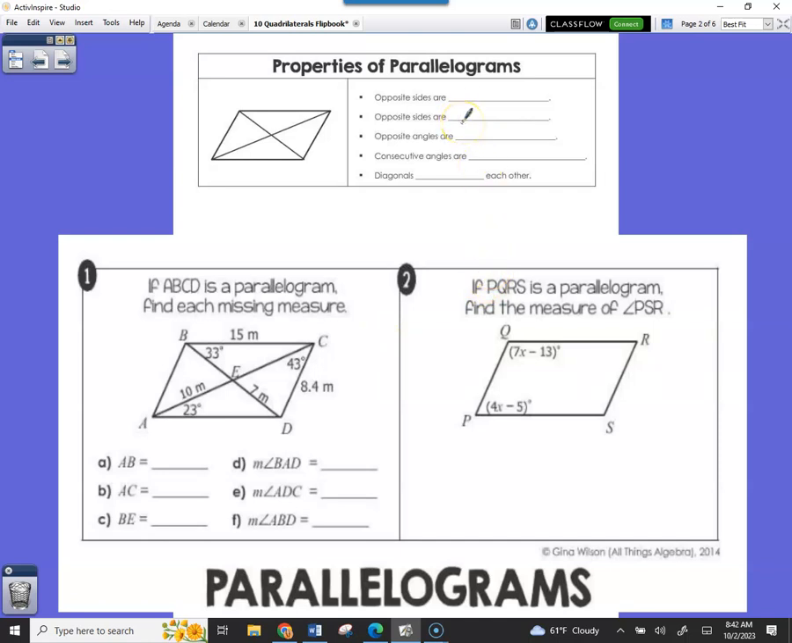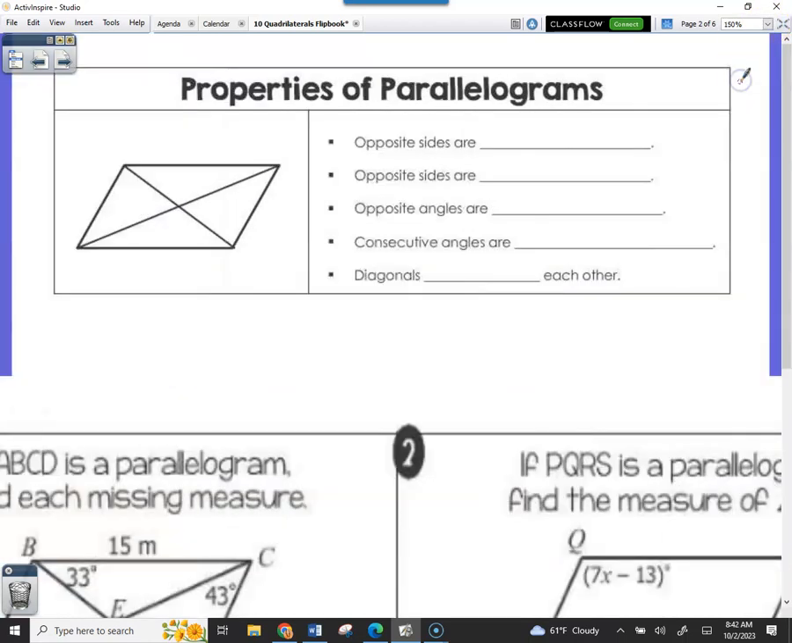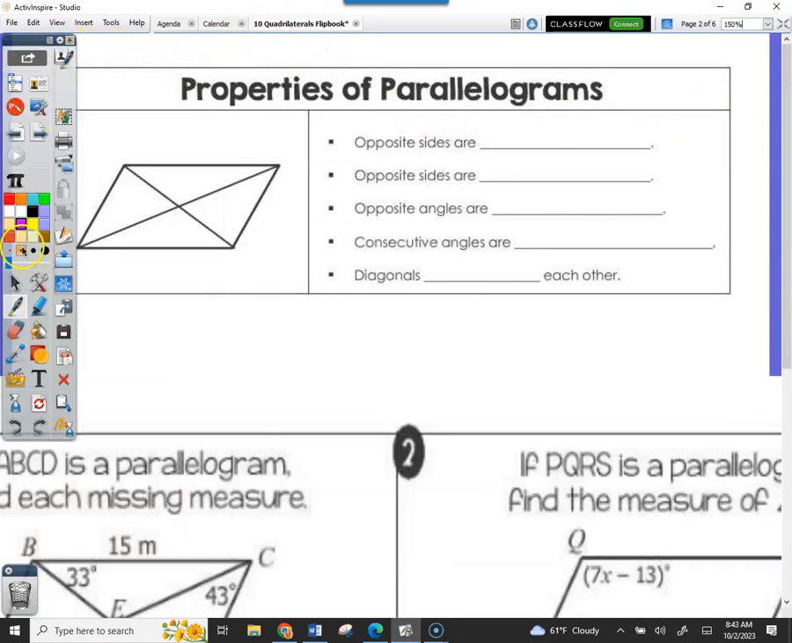So parallelograms has a lot of properties. Let me see if I can zoom in further out. Ooh. Oh, that was too much. Okay, that's not bad. And yeah, y'all can see that.